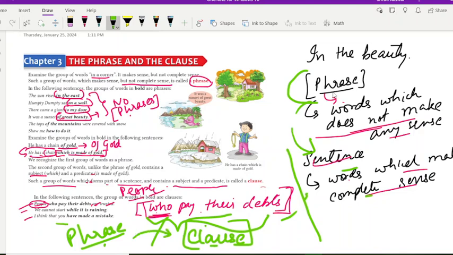I think that you have made a mistake. You have made a mistake. Who has made the mistake? You. The subject is you and the predicate is have made a mistake.